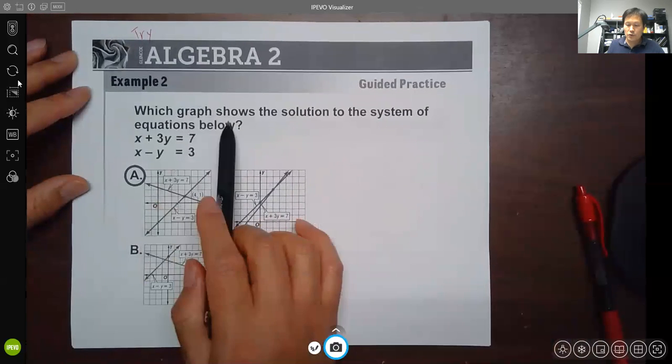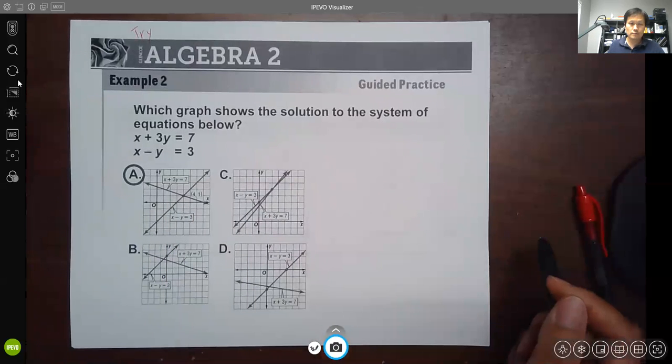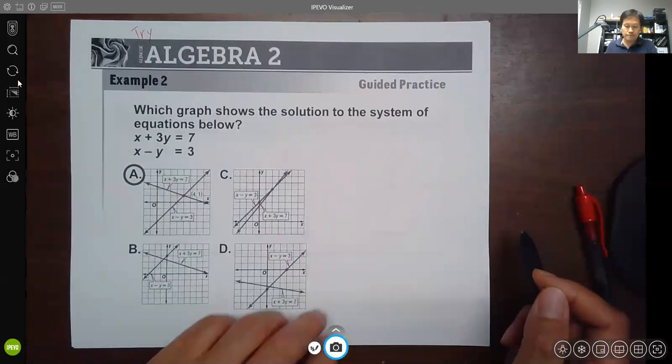Which graph shows the solution to the system of equations below? You do it. Pause it. You do it, please. You got A, you are in very good shape.